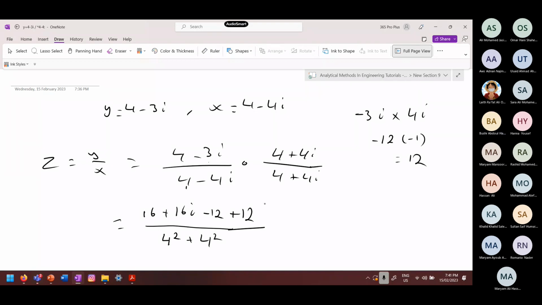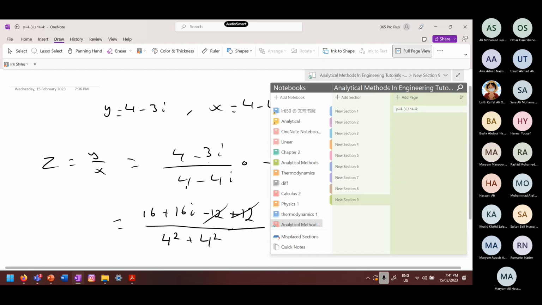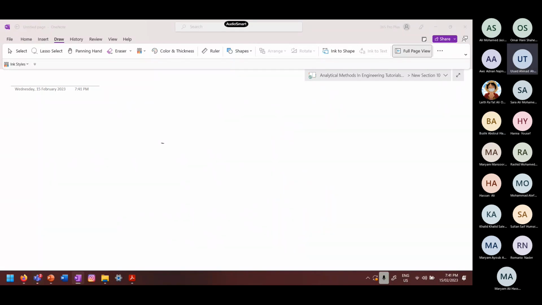You get this? Okay. So yes, these two will get cancelled, and you will have 16 plus 16, 32. And you have 16 plus 16i, which is equal to half. This is a plus sign. Half plus half i. Okay? You get this?